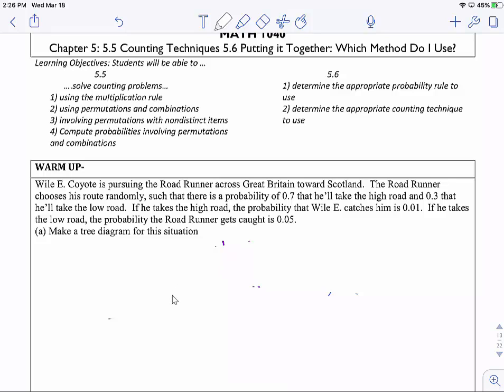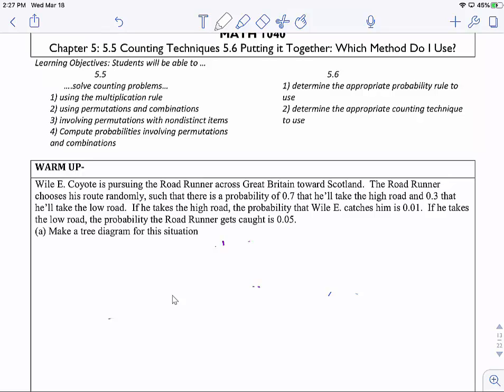First off, you need to do this warm up, and you should do it on your own, so pause the video to make sure you understand. All right, here's the story. Wile E. Coyote is pursuing the Roadrunner across Great Britain towards Scotland. The Roadrunner chooses his route randomly, such that there's a probability of 0.7 that he'll take the high road and 0.3 that he will take the low road.